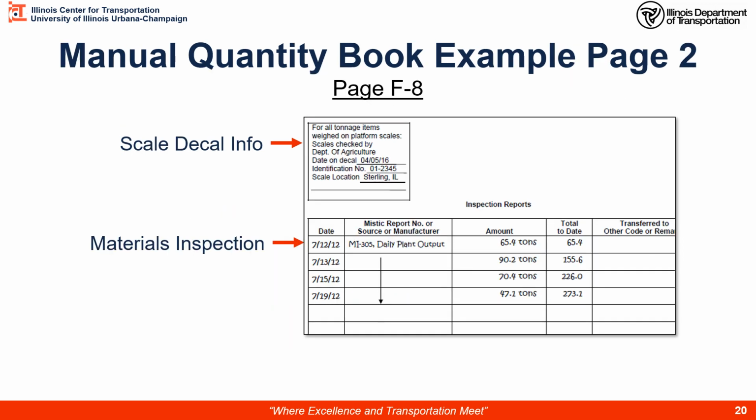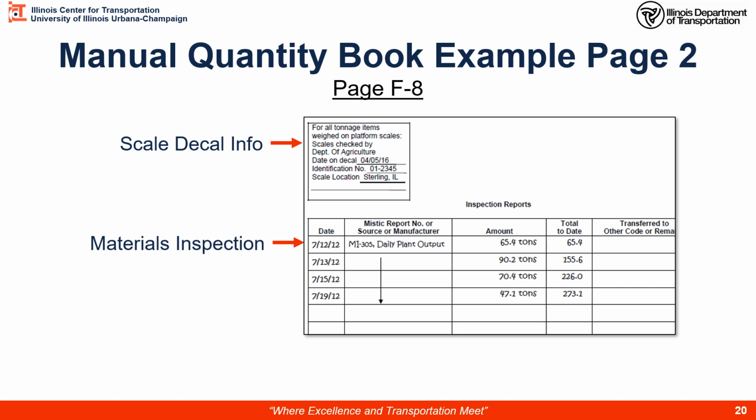Page 2 in the manual quantity book would be the right half side. The left side would be our daily entries, and the right hand side is optional for recording our material quantities and our inspections. In the top, if we have paid by weight items, we must collect the scale decal information. Here we have the date on the decal or certification date, the identification number or decal number, and the scale location.